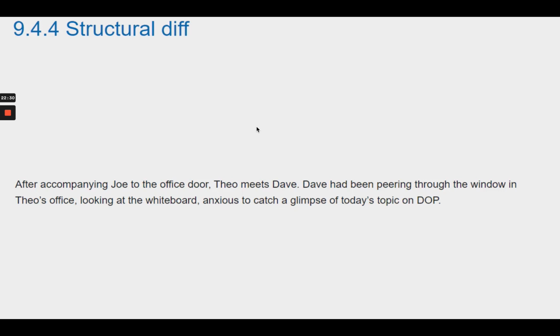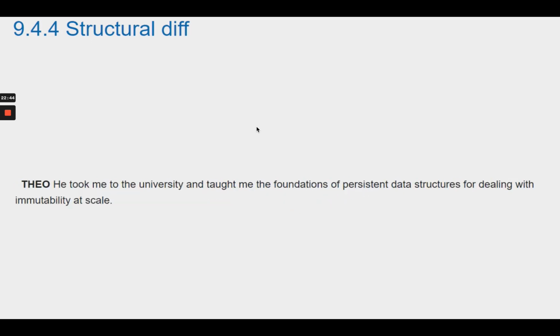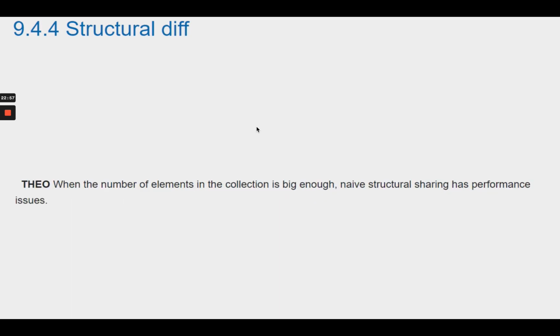After accompanying Joe to the office door, Theo meets Dave. Dave had been peering through the window in Theo's office, looking at the whiteboard, anxious to catch a glimpse of today's topic on DOP. Dave, what did Joe teach you today? Theo, he took me to the university and taught me the foundations of persistent data structures for dealing with immutability at scale. Dave, what's wrong with the structural sharing that I implemented a couple of months ago?